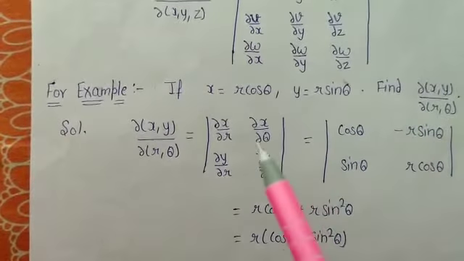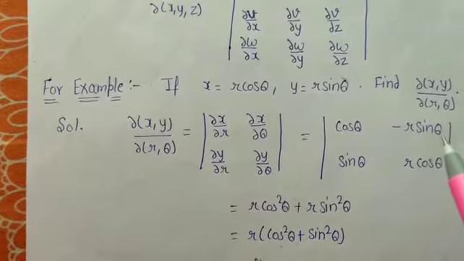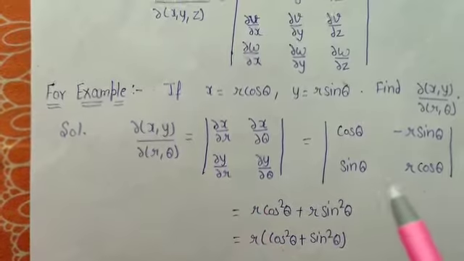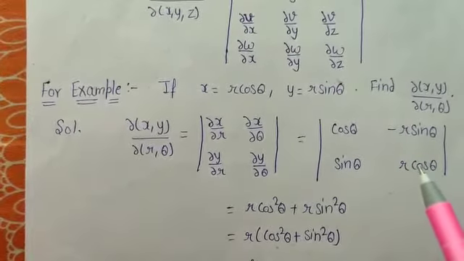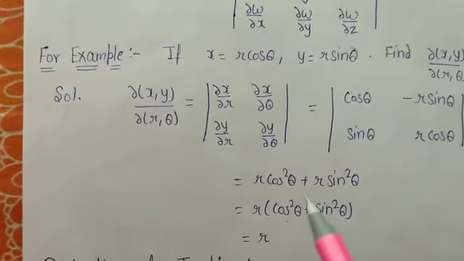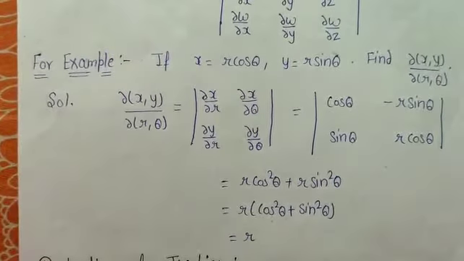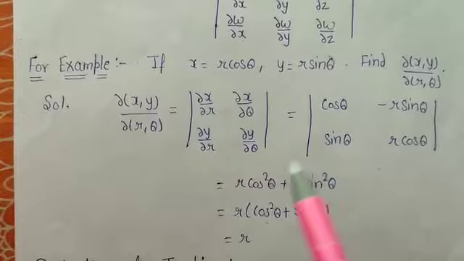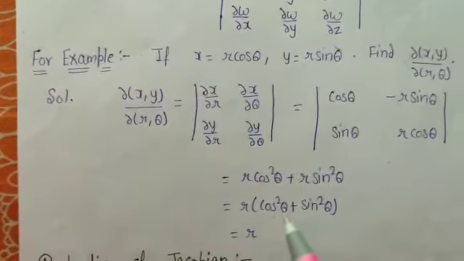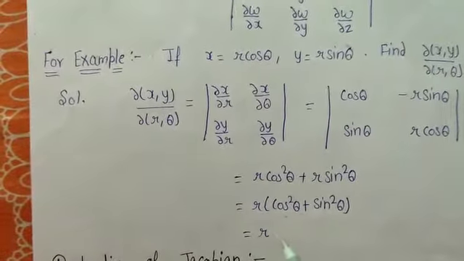Then del x upon del r is equal to cos theta, del x upon del theta is equal to minus r sin theta. Similarly, del y upon del r is equal to sin theta and del y upon del theta is equal to r cos theta. The determinant is r cos square theta plus r sin square theta. If we take r common, then r times cos square theta plus sin square theta, and we know that cos square theta plus sin square theta is equal to 1, so we get the Jacobian is equal to r.